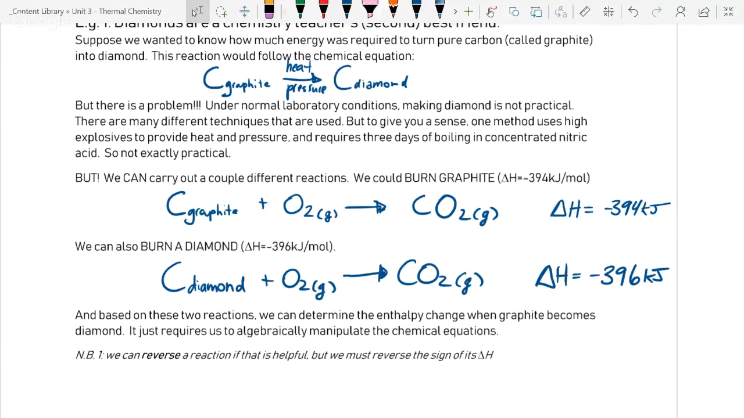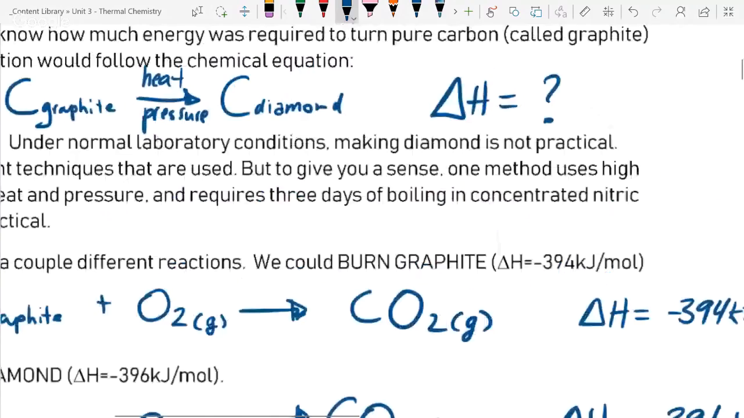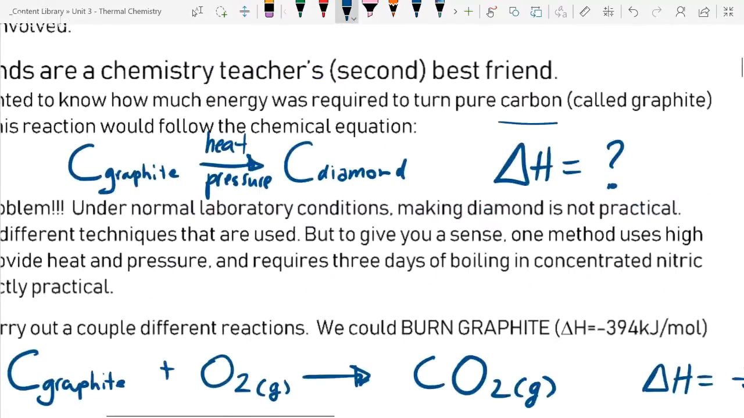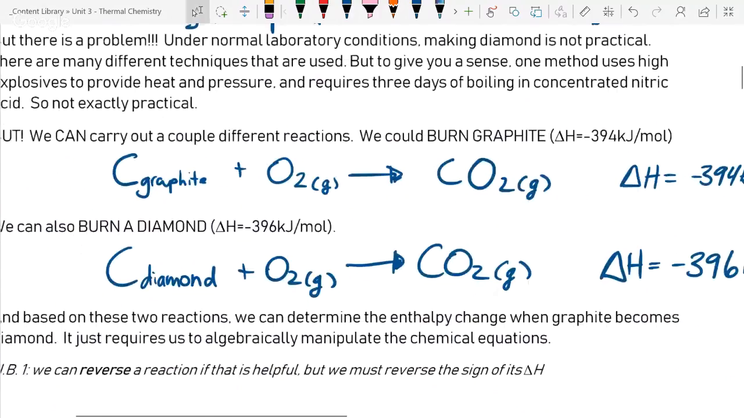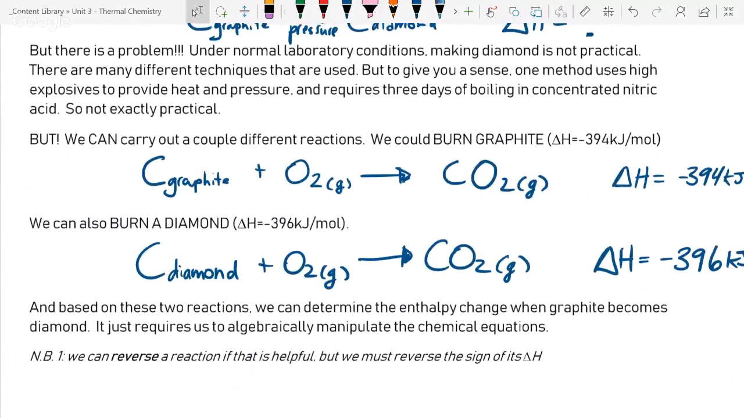Okay. Here's what we're going to do then. We're going to say, could I algebraically manipulate these two equations so that I end up with the equation I want, which is graphite becoming diamond with some delta H that I'm interested in. I'm curious to know what the energy change is when I make graphite into diamonds. Can I manipulate these two equations to make that happen?